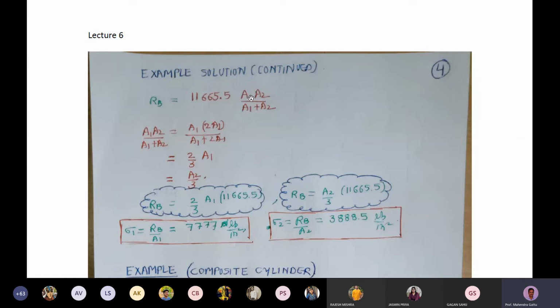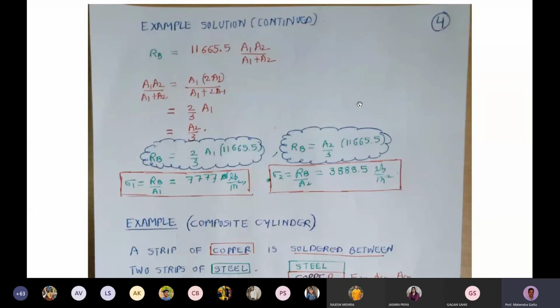What is given is A2 is 2 times A1. So A1 A2 by A1 plus A2 is A1 into 2 times A1 by A1 plus 2A1. So we'll get 2 A1 by 3, or you can write it as 2 A1 is A2, so you can also write it as 2 A2 by 3. So we get the compressive force RB as 2 by 3 A1 into this value, or you can write it as A2 by 3 into this value.